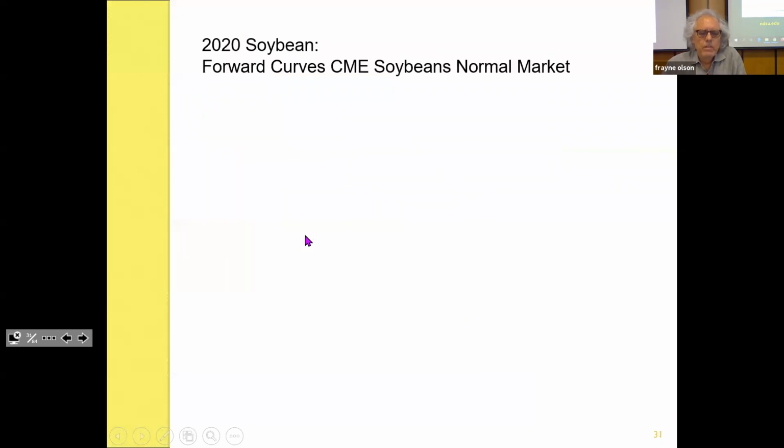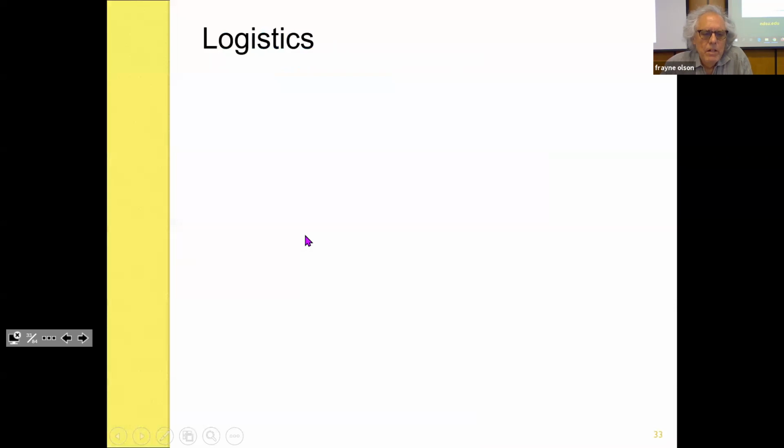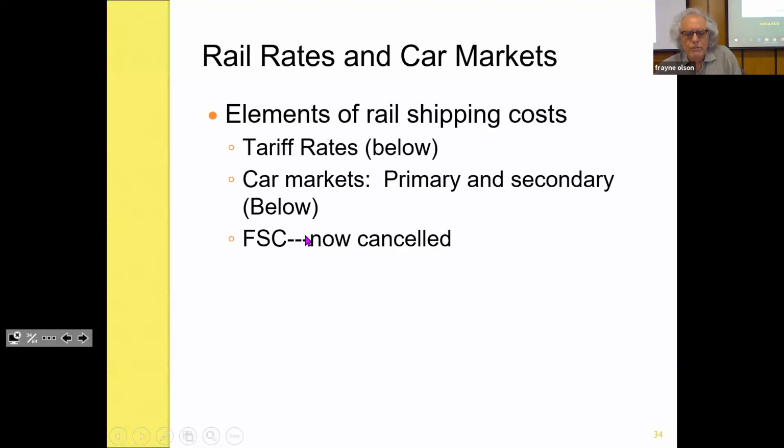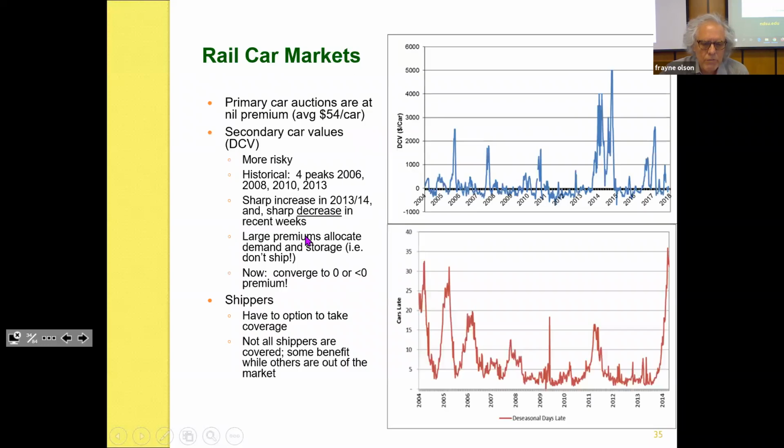Okay, so I want to make a few comments on logistics, and then we'll take a break. This is the second side of this. As we say, the basis is impacted by the cost of time, as well as space, or geography. You have to understand that in commodities grown in this part of the country, we're dominated by rail. Rails have tariff rates and they have car markets. I'll make a few comments on each one of these.